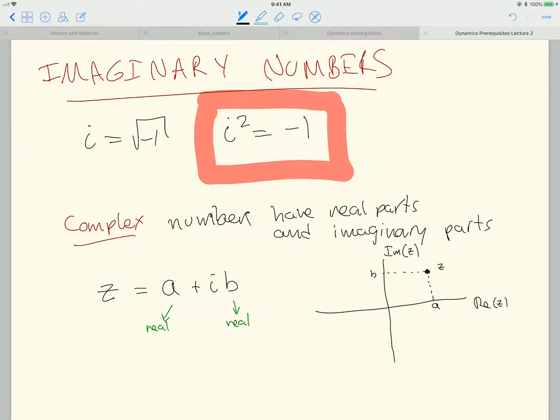Often we talk about the complex conjugate. This is also something that becomes useful later. The complex conjugate of Z, described by this star that I put here. This star right here, that means complex conjugate. And that just means take the imaginary part and flip its sign. If it was positive, make it negative. If it was negative, make it positive. So the complex conjugate of Z would be A minus I B. So this is minus B, that would be right here.